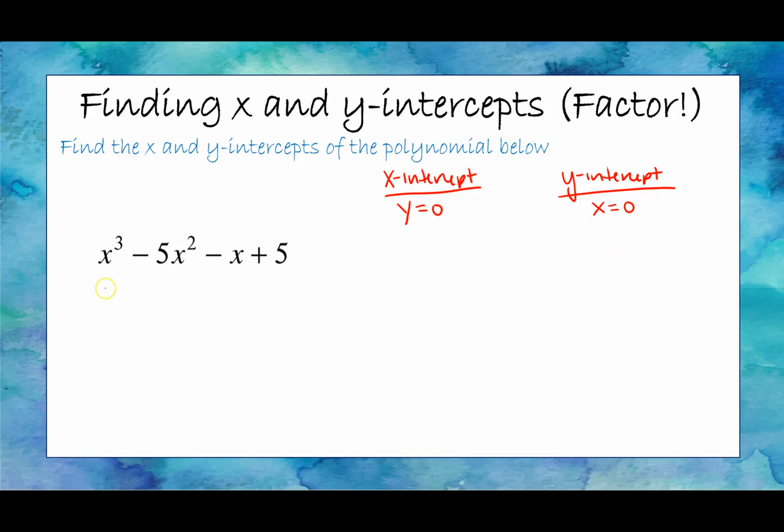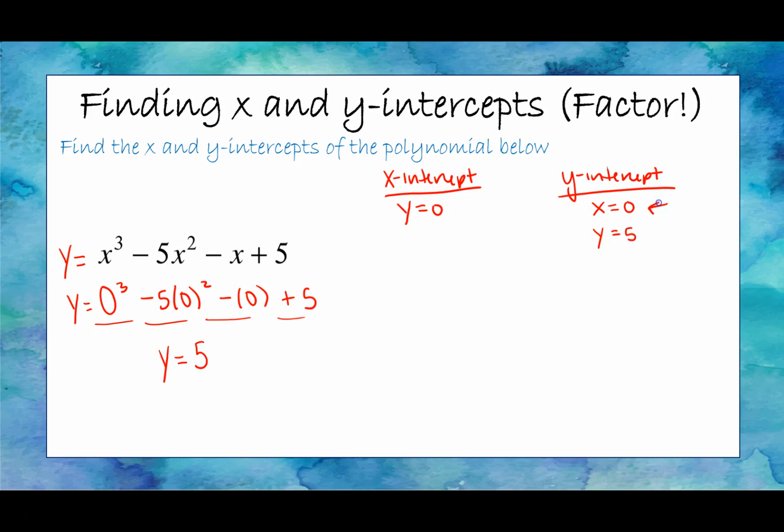So plugging in here, I'll have 0 cubed minus 5 times 0 squared minus 0 plus 5. Well, that gives me 0 minus 0 minus 0 plus 5. That's going to give me 5. So in other words, we can think of this as y is equal to 5 when I plugged in 0 for x. So my coordinate answer is going to be 0, 5.